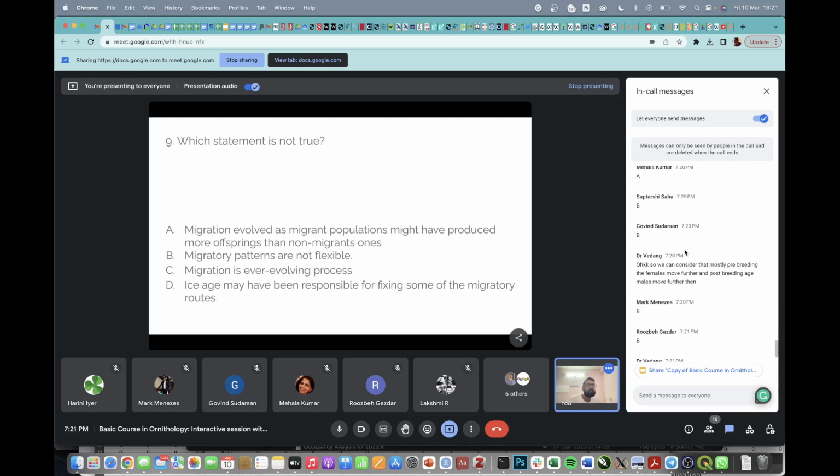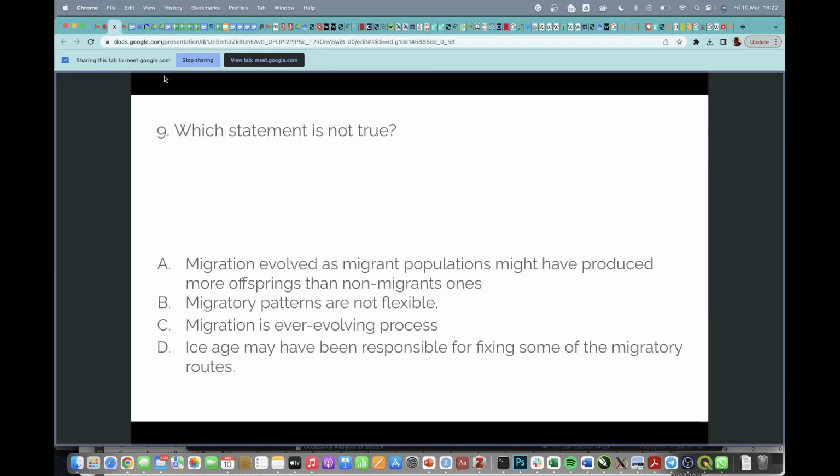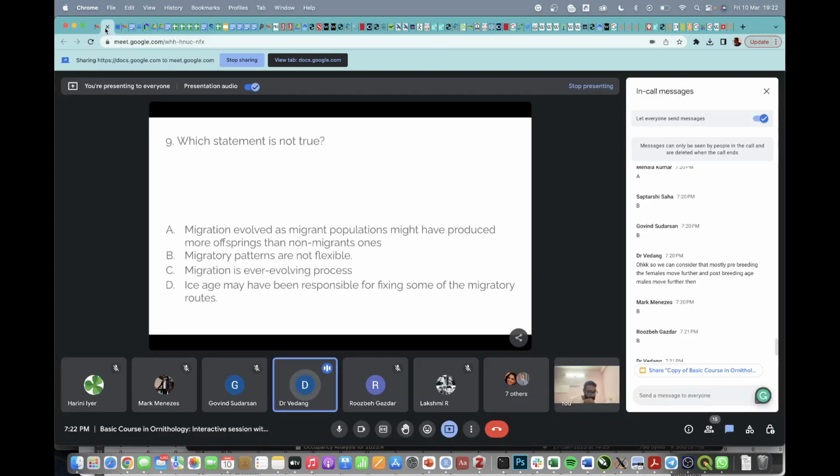Vedang says we can consider that mostly pre-breeding, the females move further, and post-breeding age, males move further. What do you mean, post-breeding age? Is there a post-breeding age? They breed throughout their life, right? That's all they do. Sorry, I'm talking about the age of maturity for breeding. When that is attained, I suppose the males will move further, and before that, at dispersal, the females will move further apart. No, males mostly stay back in the natal territories. That's what I understand.